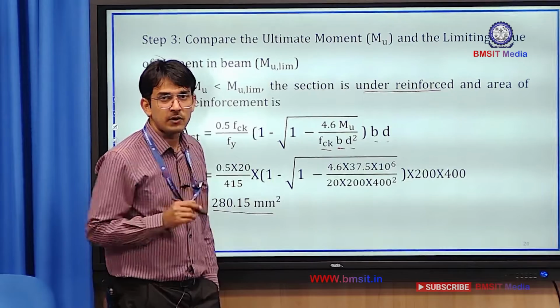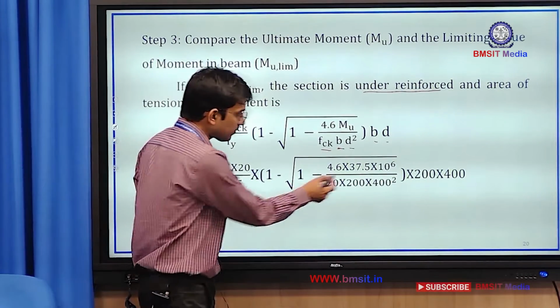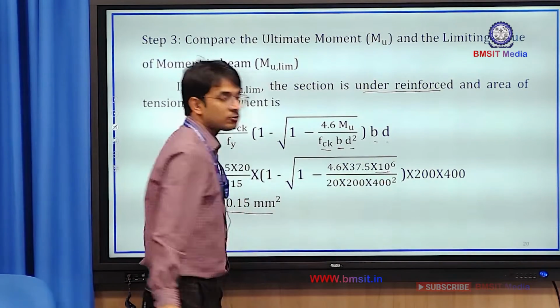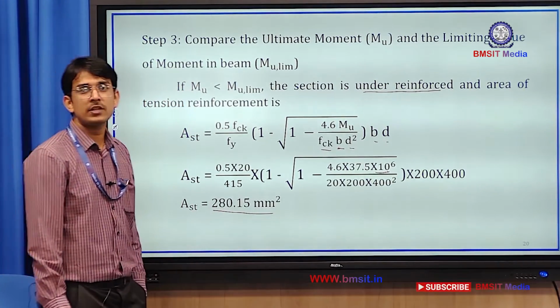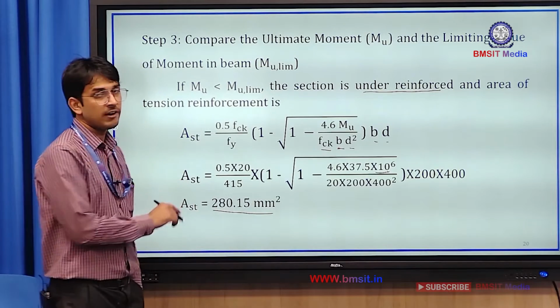So that is why we have converted that value into Newton into mm. That is why I have multiplied this value by 10 raised to power 6. So while you are solving such problems, you have to take care of the units. Okay, so this is how we have completed this question.